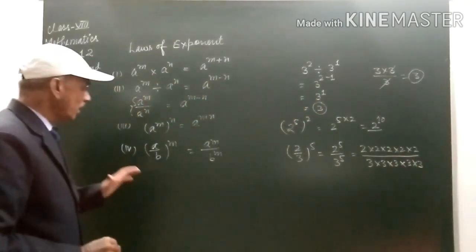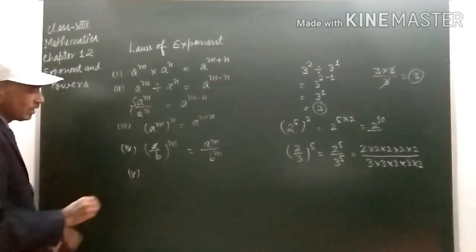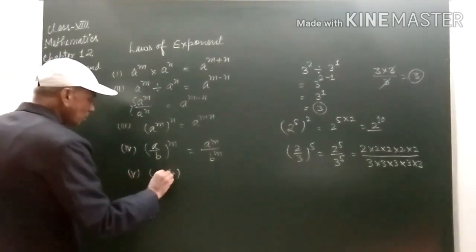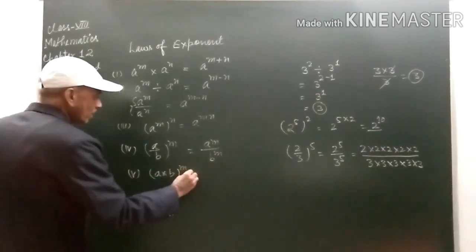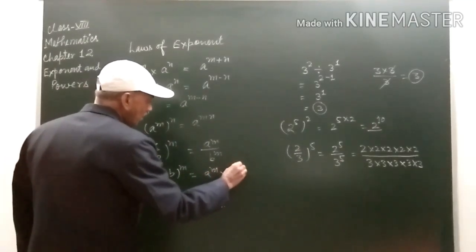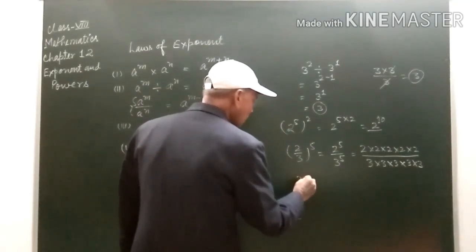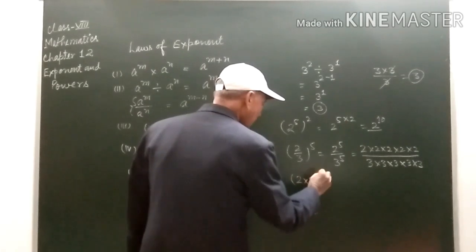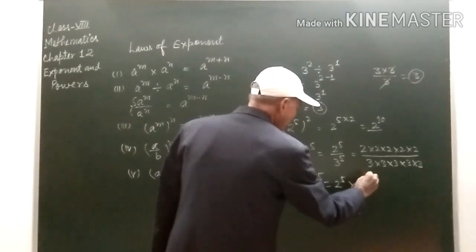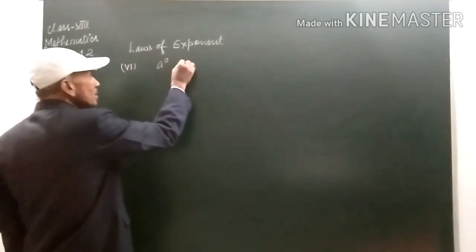Clear students? And this one, fifth law of this exponent, that is a into b to the power m, it means a to the power m into b to the power m. Clear students? Take this same example, 2 into 3 to the power 5, it means 2 to the power 5 into 3 to the power 5. A to the power 0, it means 1.